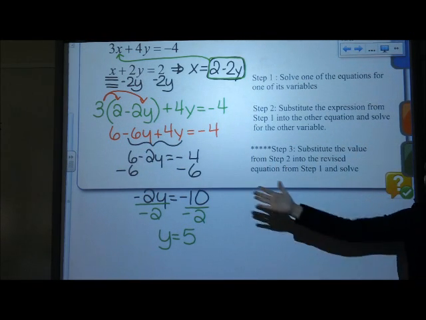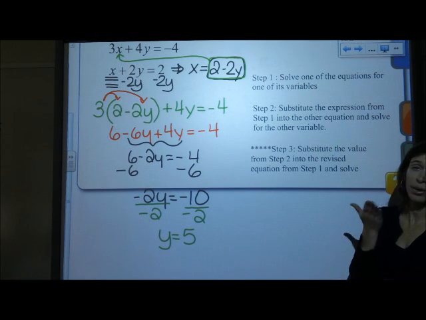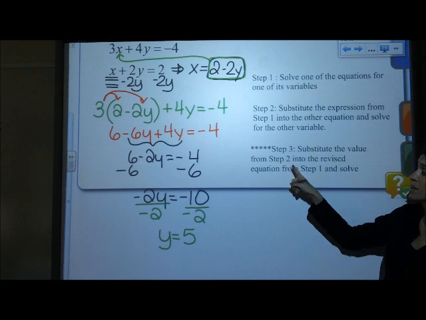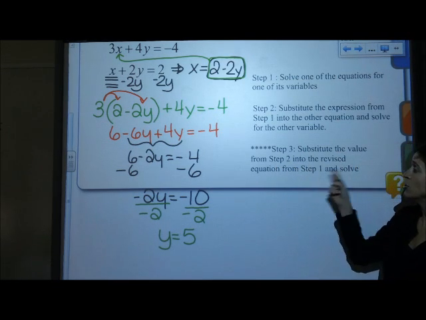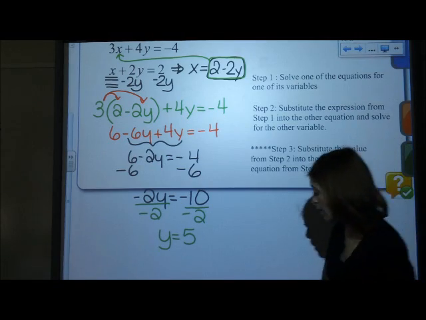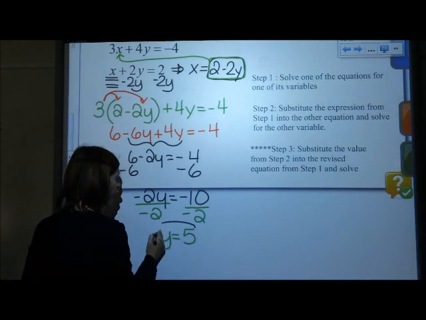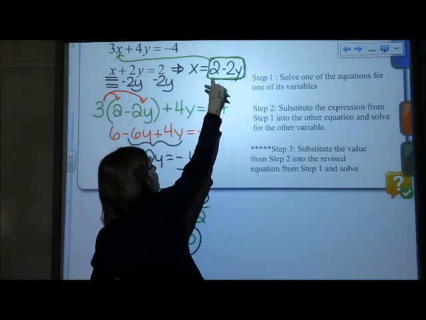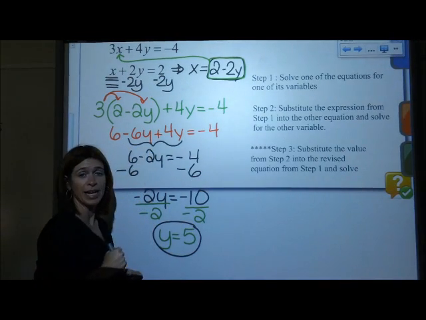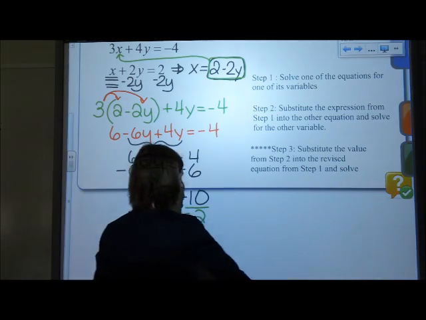However, that's only one value, and yesterday we learned that it has to be a coordinate point. So now we need to substitute the value from step 2, y, into the revised equation from step 1 and solve. Okay, so that gets kind of confusing. Basically what you do is you take your 5, you go back to that revised equation that we came up with, 2 minus 2y, and you put it in and solve for x. I'm going to do that over to the right.